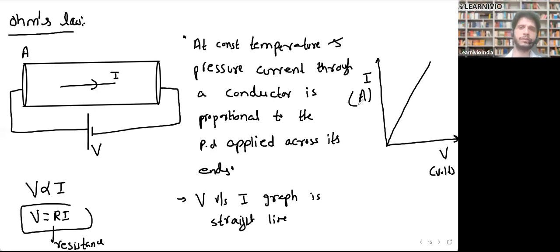Any doubts in this slide? No, sir. So if a material is following Ohm's law, then the graph should be a straight line. If the graph is a curve, then it's not following Ohm's law. Tell me once you have written, we'll change the slide. Yes, sir. Done.